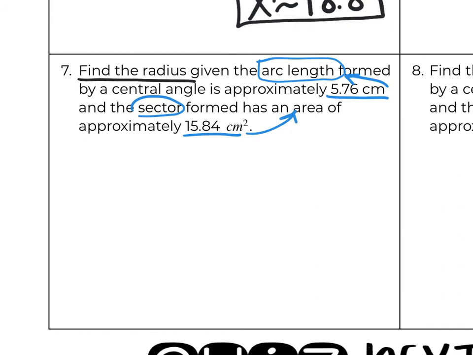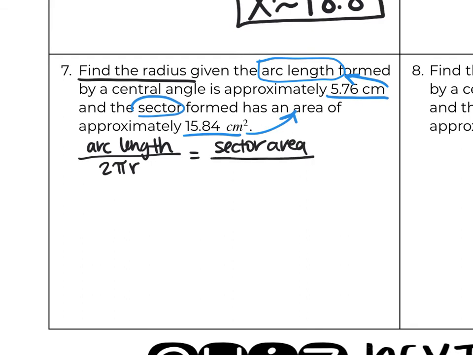So we are actually going to use the left and right side of the formula instead of the middle and the left, the middle and the right, okay? So I'll write what it is before we plug in. So it's going to be arc length, which is a proportion of the circumference, which is 2 pi r, and then sector area out of the whole area. So we put the formula of pi r squared.